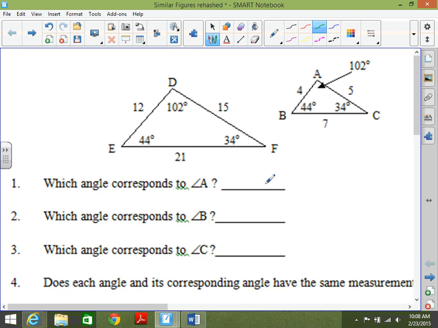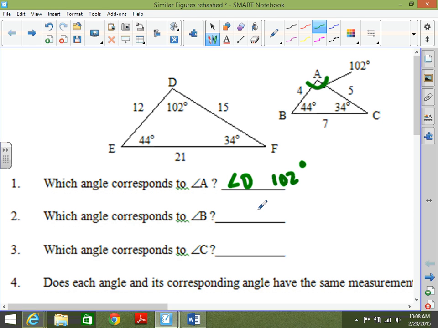Okay, now let's come up with our corresponding parts. It says which angle corresponds to angle A. So which angle goes with A? Angle D. And what are their measures? They both measure at what degree measure? They both have a 102 degree measure.